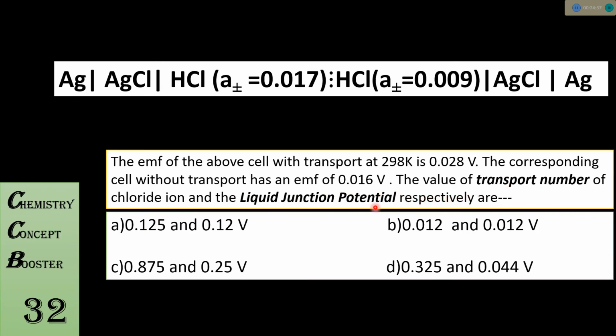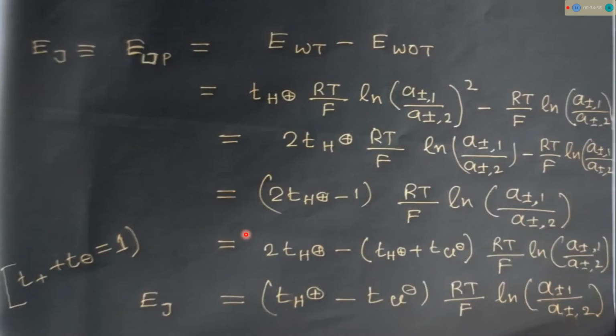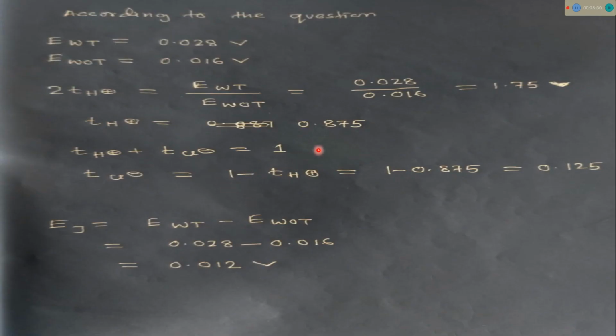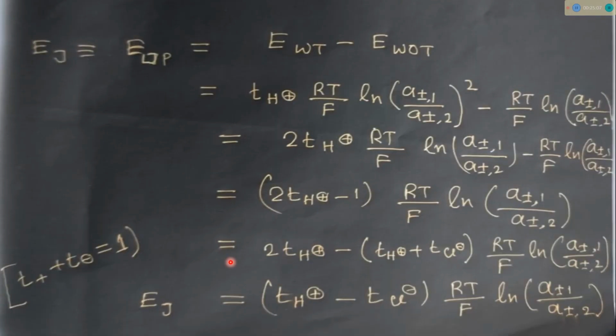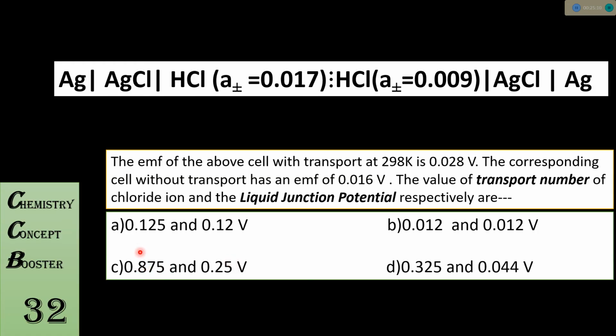So first the transport number of chloride ion and then the liquid junction potential, respectively. The liquid junction potential should be 0.012 volt. Option B and option A are there. Now the transport number of chloride ion in D is 0.012 and in C is 0.0125. So in C, the transport number of Cl minus is 0.0125 and the E J, the liquid junction potential, is 0.012 volt. So the correct option is option A.